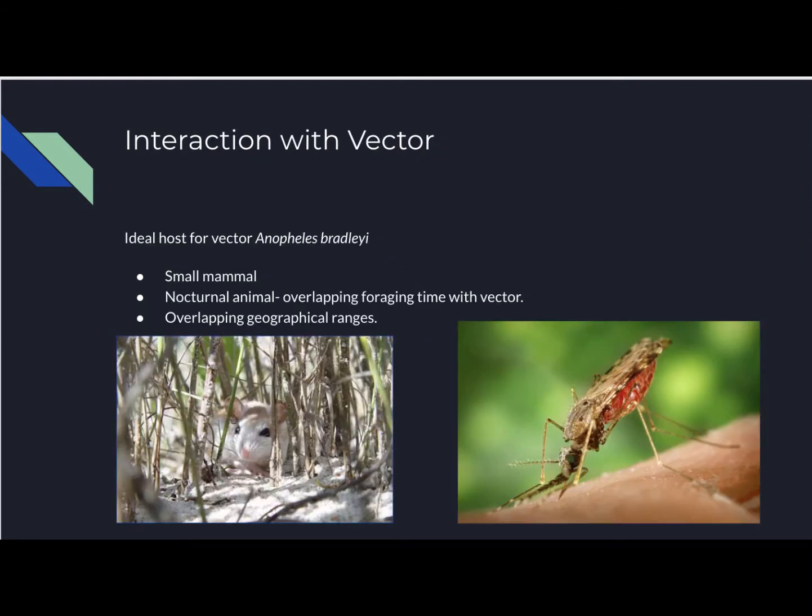Now, looking at the interactions that our mouse has with the vector. Typically, the mouse is a small mammal, which is the preferred host of our vectoring mosquito. Additionally, the mouse is nocturnal. This means that during the day, the mouse will be resting in its burrow, and then during dusk, the mouse will emerge to forage for food and continue this through dawn. This foraging period overlaps exactly with the feeding time of our Anopheles bradleyi mosquitoes. Finally, both the mouse and the mosquito do occupy the same geographic regions, making the beach mouse an ideal host for our vector.